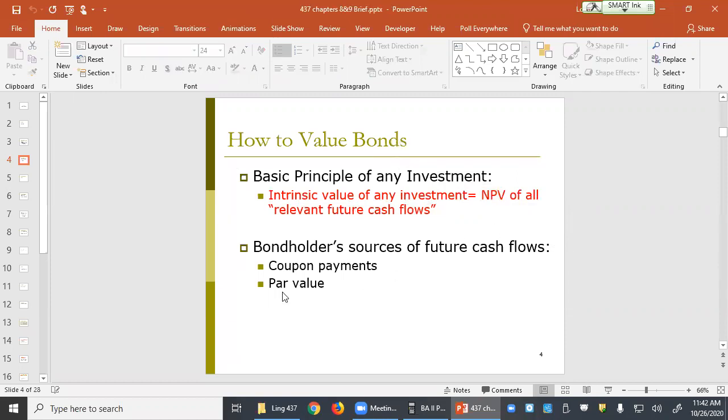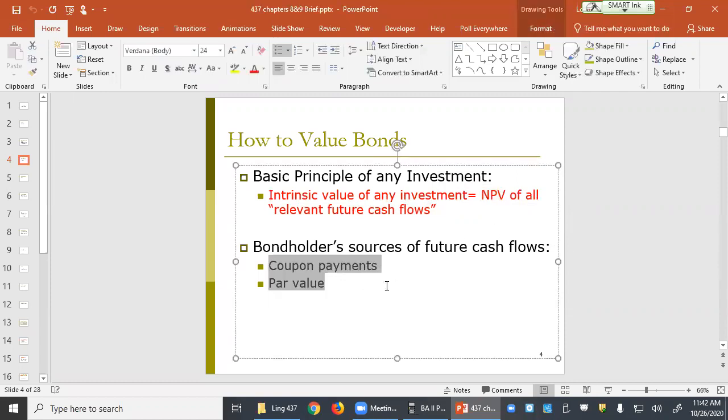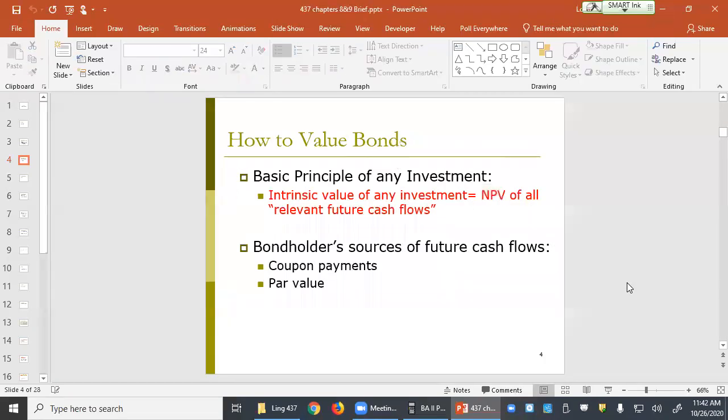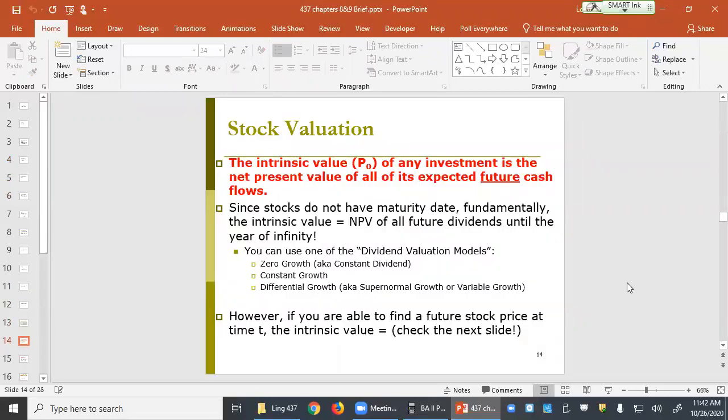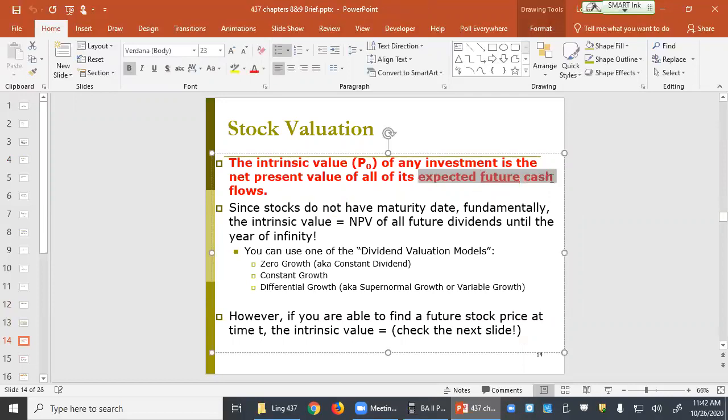With bondholders, you have two sources of future cash flows, which are coupon payments and par value. And that's why we discounted those cash flows back to present value. The NPV is the intrinsic value for a bond. Now when we are solving for the stock price, we're going to use the exact same logic, except that for stockholders, you're not going to receive coupon payments and you're not going to receive par value because there's no maturity date. Stocks do not have maturity dates.